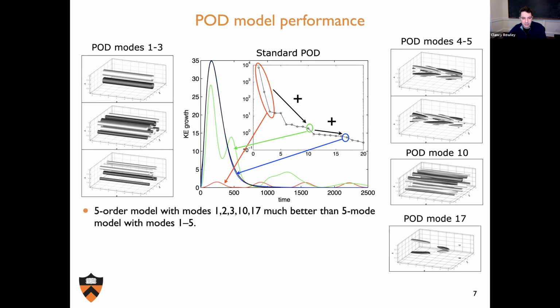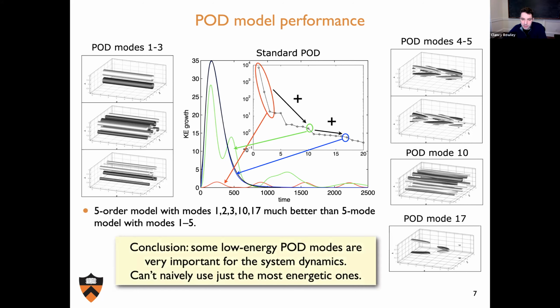So what have we seen? A model with 5 modes, if you take modes 1, 2, 3, 10, and 17, works much better than a 5-mode model with the most energetic modes. So the conclusion is that some low energy modes, like modes 10 and 17, can be very important to get the dynamics right. And you can't just naively use the most energetic ones, even if they capture a huge fraction of the energy, like over 99%. It does not always work well.